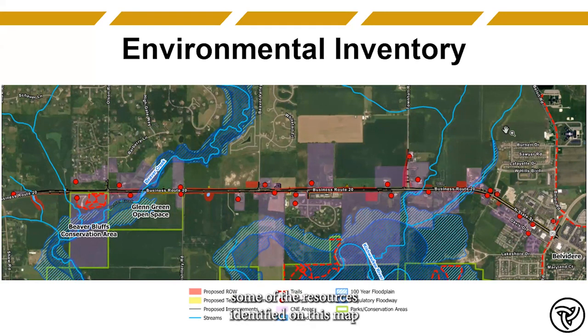Some of the resources identified on this map include streams, which are identified in the light blue lines, floodplain and floodways, which are the blue hatched areas around the creeks, parks and recreation areas. We identified sensitive noise receptors, which I'll discuss in a bit, identified by some of the red dots. Prime and important farmland, you can see on the aerial map. Any public facility, service facilities, businesses, and wetland areas.